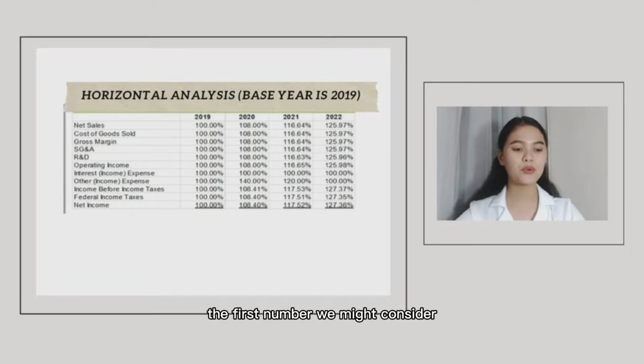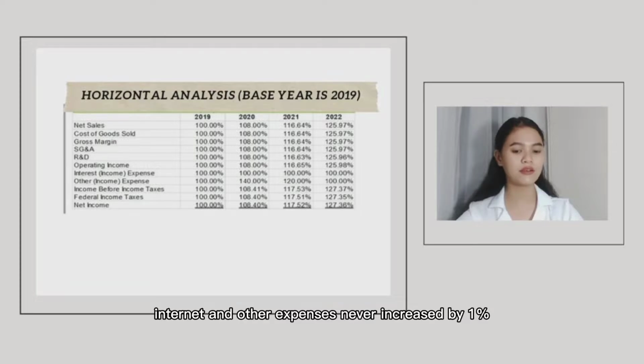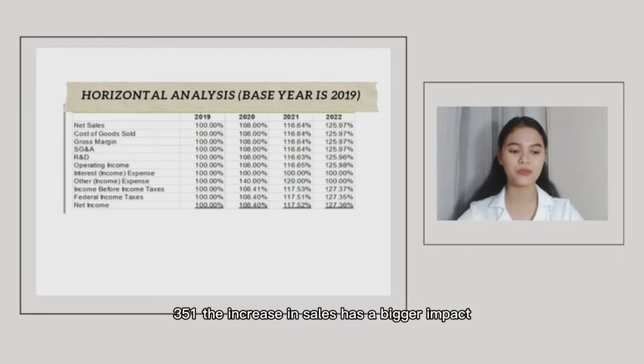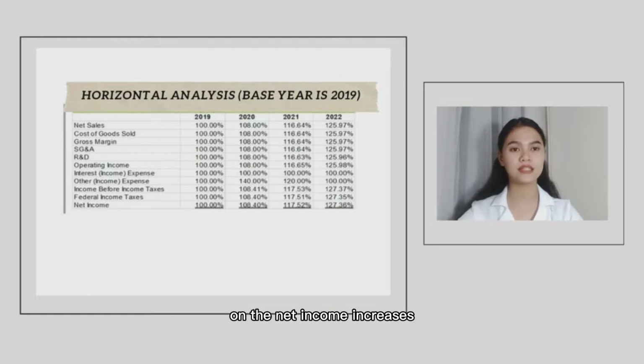The first number we might consider is the change in profit. Net income increases by 8%, considering interest and other expenses only increased by 1%. On the other hand, the sales increase was 6,351. The increase in sales has a bigger impact on the net income increase.